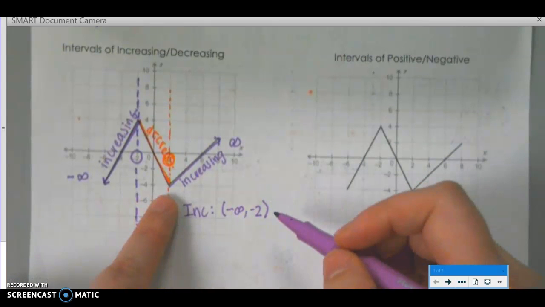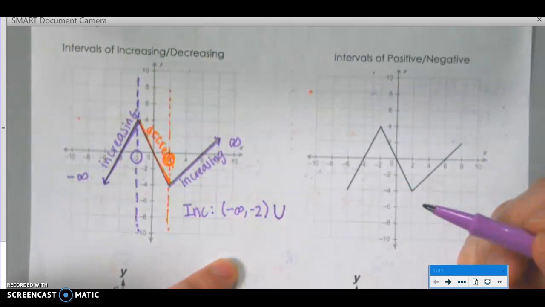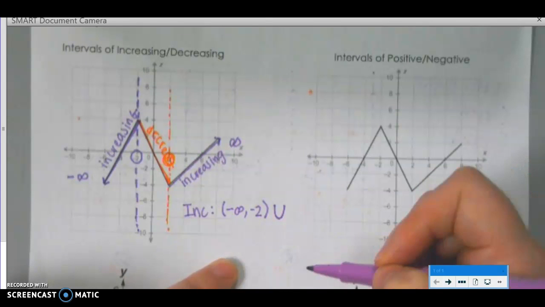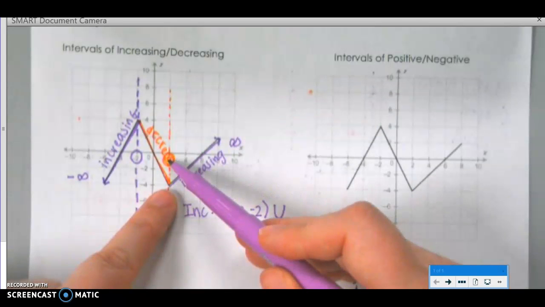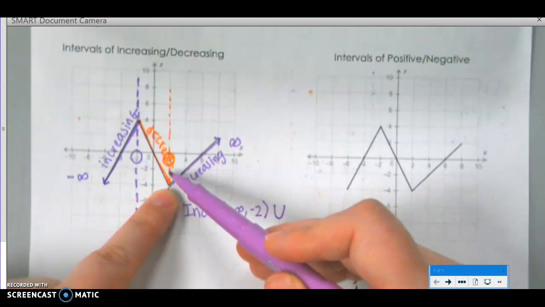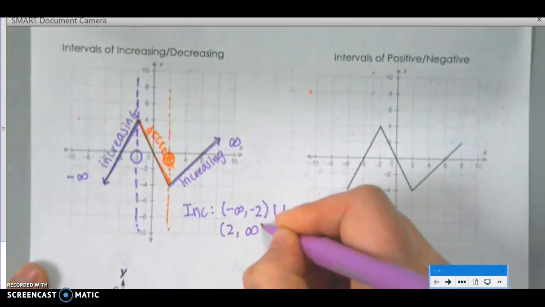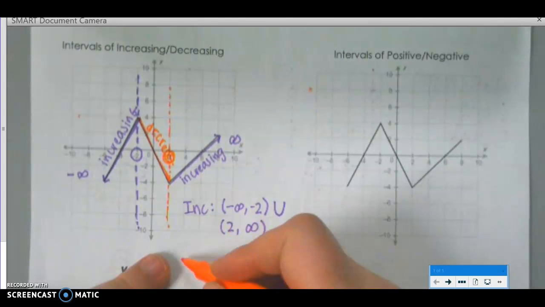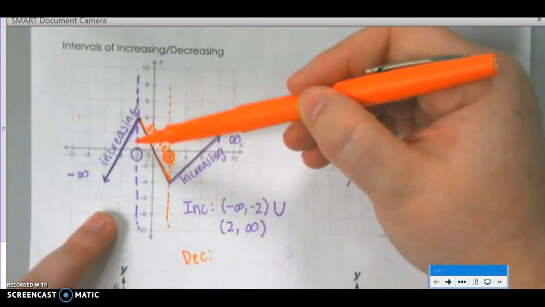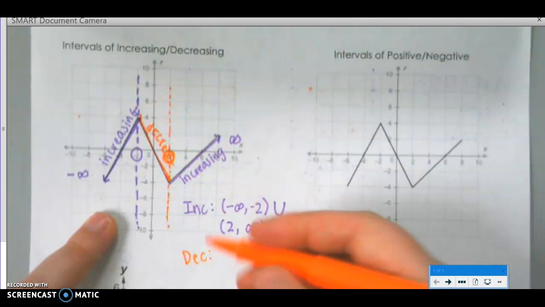All right, now because I have another interval, we use this fancy U symbol. It means the word union, but basically it just means I'm about to give you another interval that is the same description. All right, and this one goes from 2. We always start on the left. So this x value is 2, and this will go to the right forever and ever and ever. So 2 to infinity. My decreasing interval, start on the left, was -2 to +2.